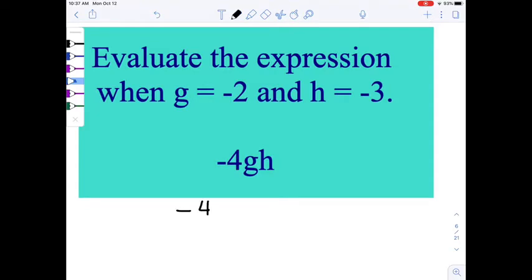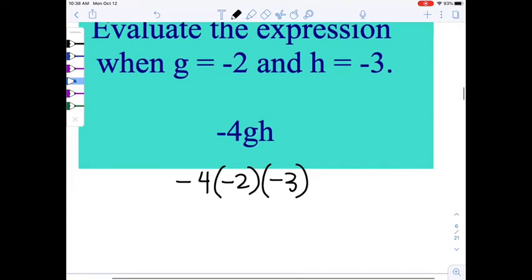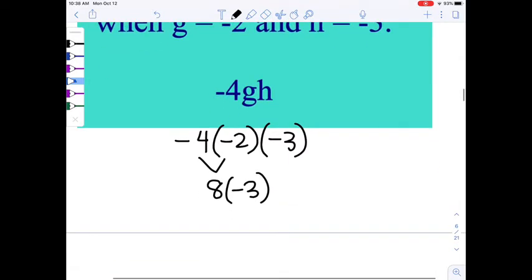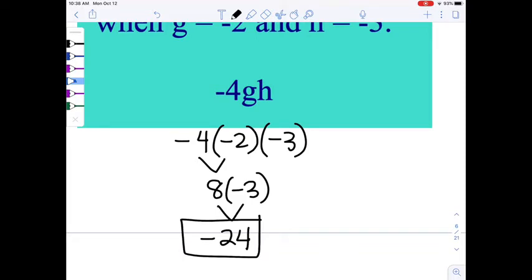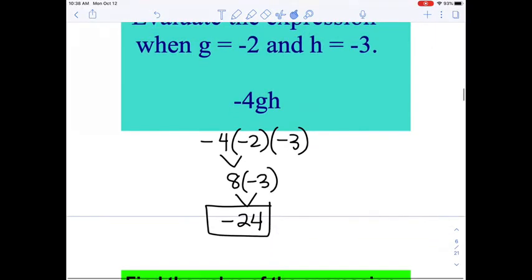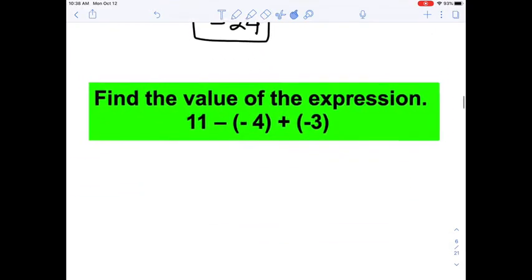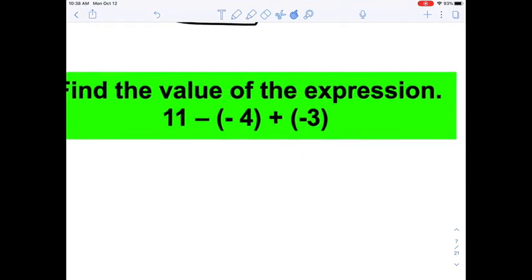This says evaluate the expression when g is negative 2 and h is negative 3. So I have negative 4 times g, which is negative 2, times h, which is negative 3. I can just start with multiplication: negative 4 times negative 2. Remember, a negative times a negative is positive. 4 times 2 is 8. And then I have 8 times negative 3. A positive times a negative is a negative, and 8 times 3 is 24. So I get an answer of negative 24.